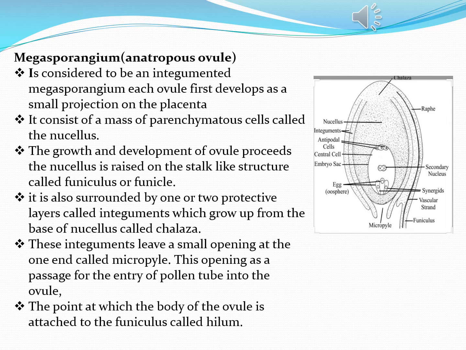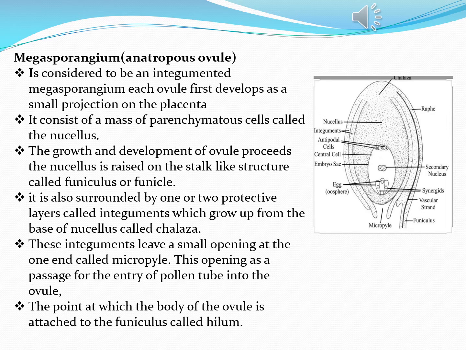Now what is the meaning of integument? It is nothing but a protective layer. So here the ovules are covered by the protective layer, right? So it is integumented. Megasporogenesis.